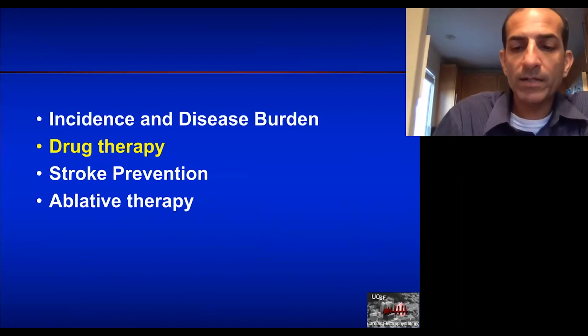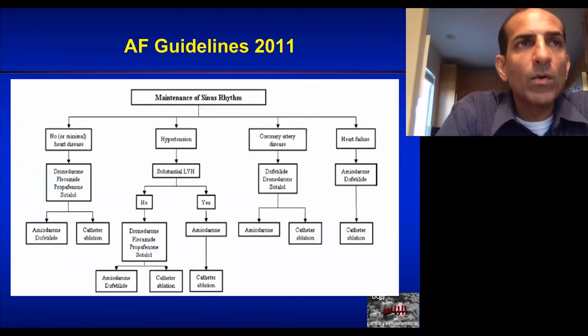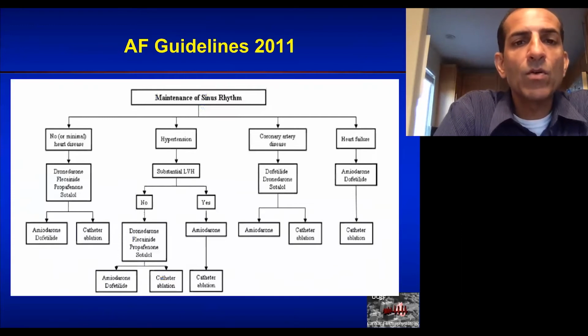So I'm just going to start the second part, which is drug therapy. If you want to look at drug therapy for atrial fibrillation, the best place to look would be the atrial fibrillation guidelines, which you can get from PubMed. These guidelines were published by consensus statement from ACC, AHA, European Heart Rhythm Society, ESC. The last guidelines were from 2011. They get updated every now and then, but this is the gist of how we treat these patients.